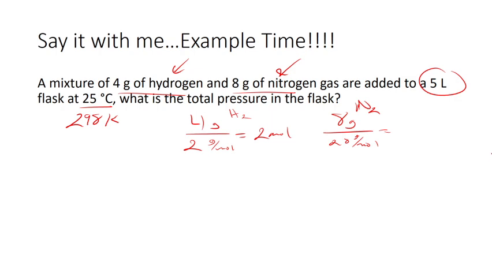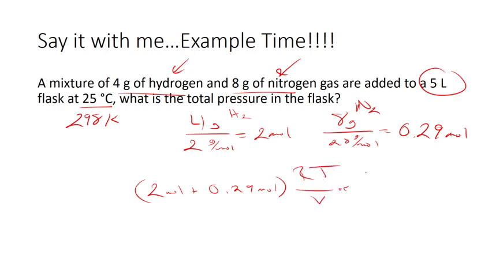Which would be 0.29 moles. So then we can do just what we did with that equation. We can say 2 moles plus 0.29 moles times RT over V, or 0.08206 times 298 divided by 5 liters is going to give us our pressure.